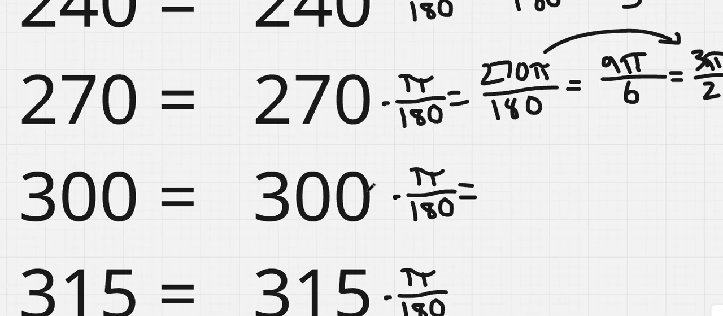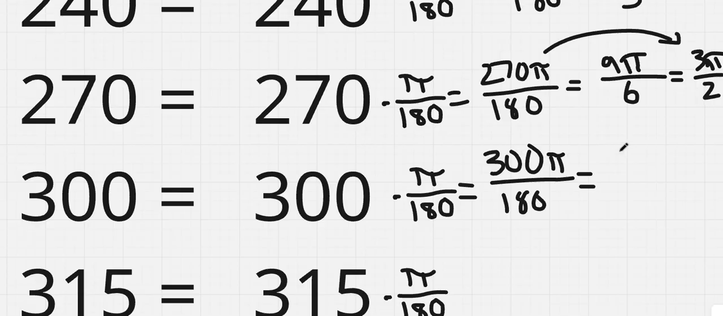300 degrees converted to radians is 300 pi over 180, which can be reduced by finding the greatest common factor. In this instance, the greatest common factor is 60. 60 goes into 300 5 times. So it's going to be 5 pi. 60 goes into 180 3 times.